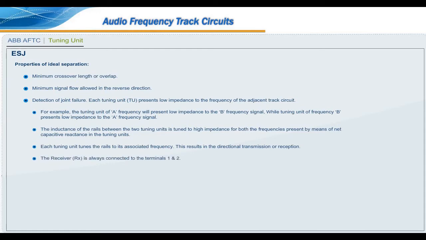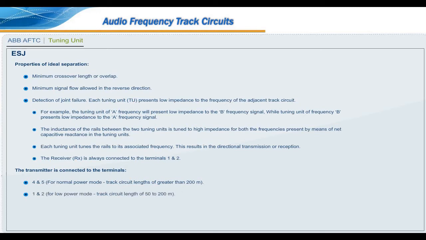The receiver RX is always connected to the terminals 1 and 2. The transmitter is connected to the terminals 4 and 5 for normal power mode, track circuit lengths of greater than 200 meter, and 1 and 2 for low power mode, track circuit length of 50 to 200 meter.